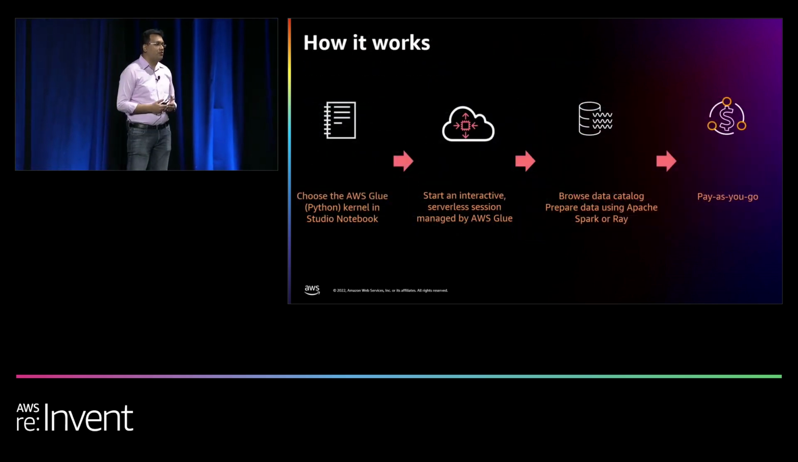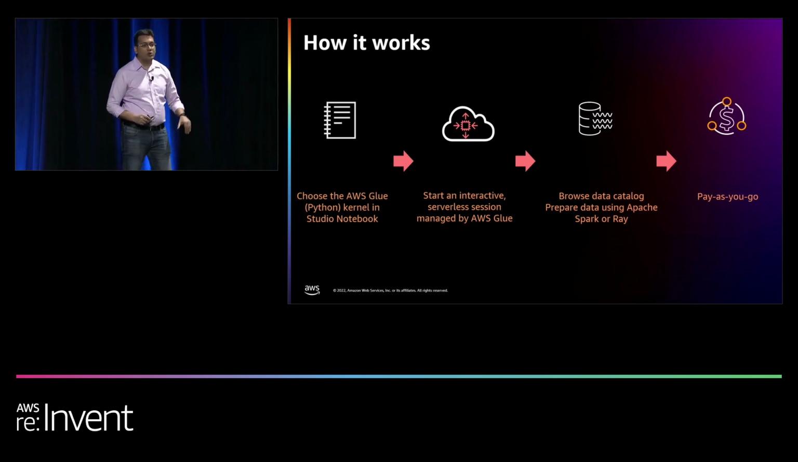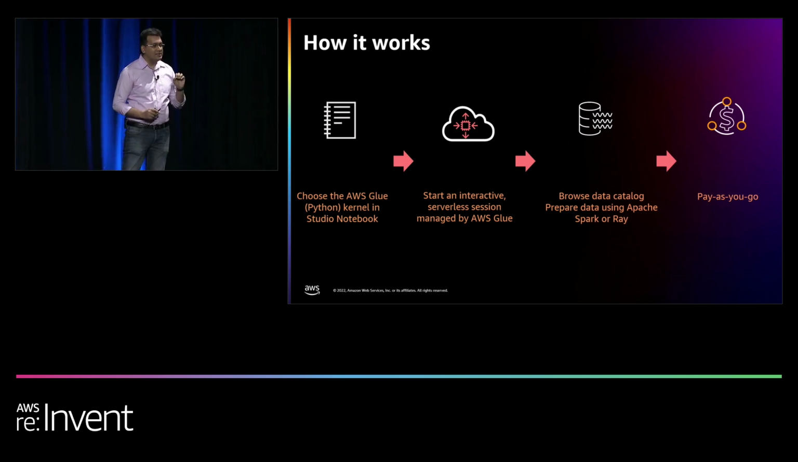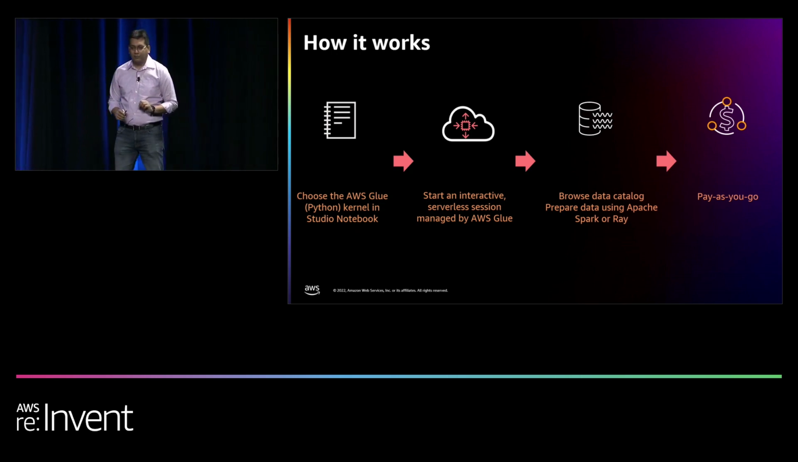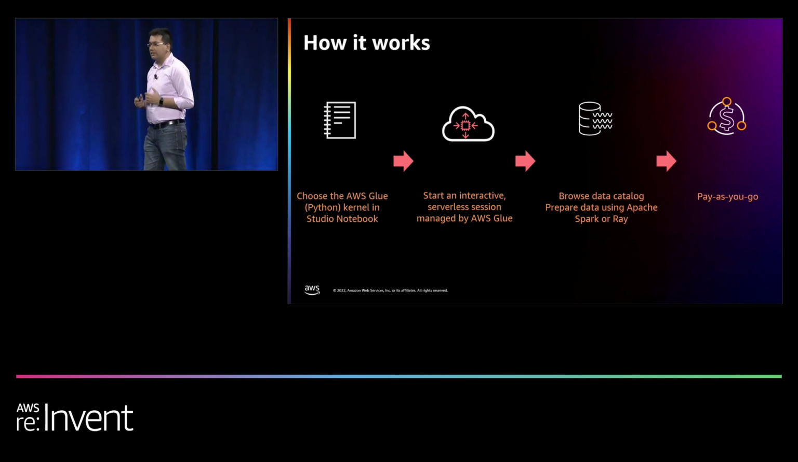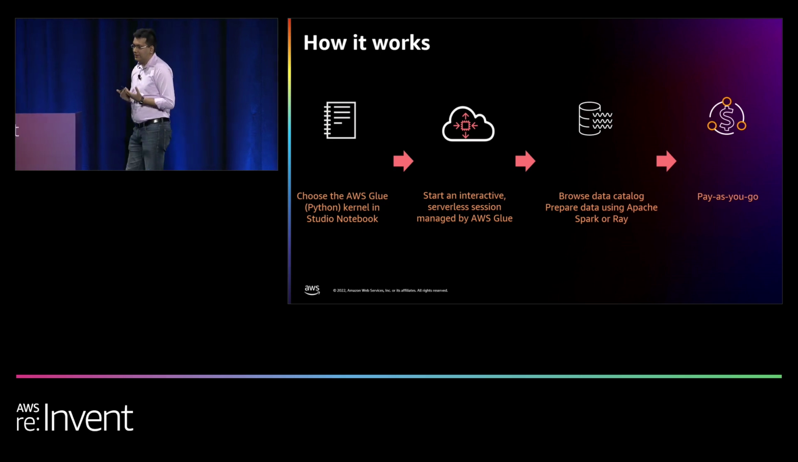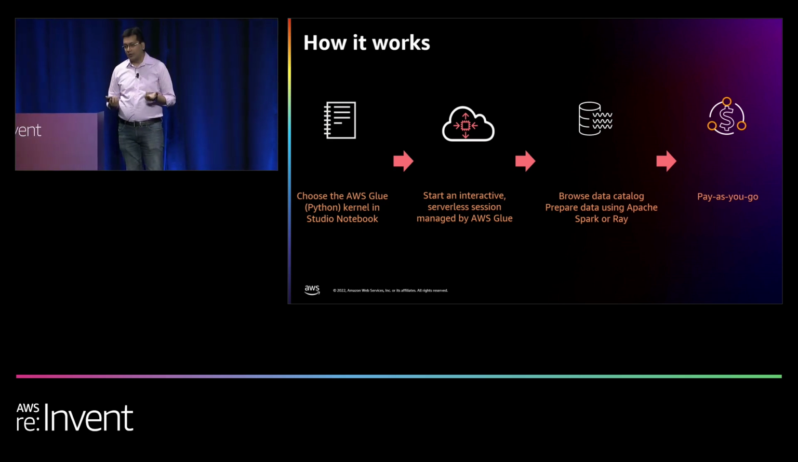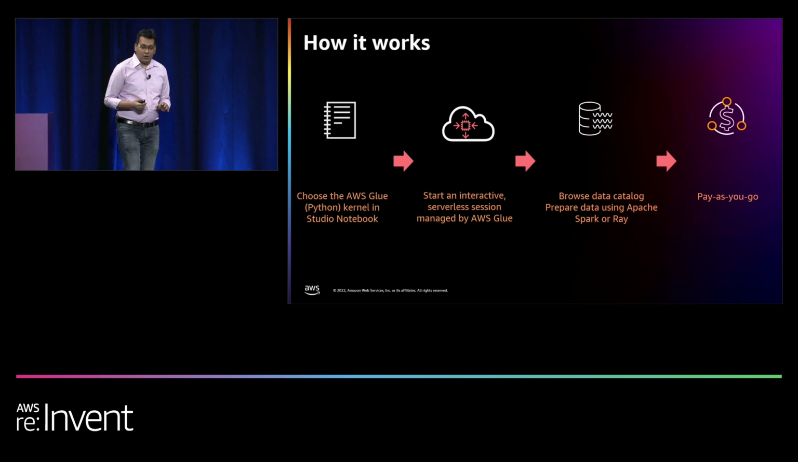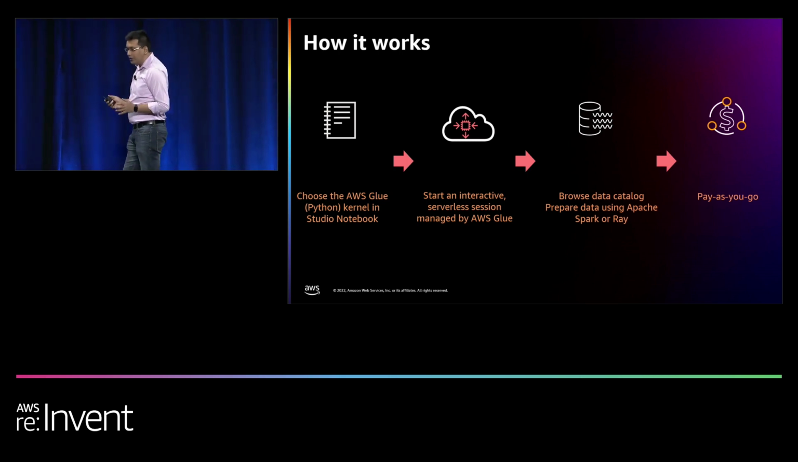To access this serverless environment, all you need to do is to open your SageMaker Studio Notebook, go to the Notebook toolbar where you select the kernels, and select the Glue Python kernel. Then you have to write just one line of code to initialize a serverless data prep session managed by Glue. And you can initialize this session with either Spark or Ray with a simple command line parameter. Once you run this one line of code, it automatically spins up a serverless environment in seconds. And then you can continue doing all your stuff.